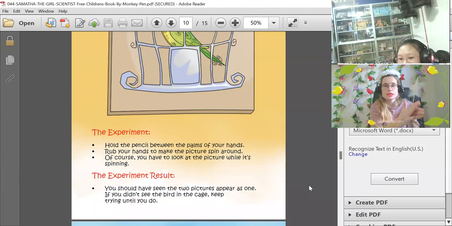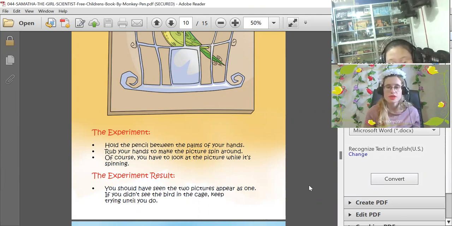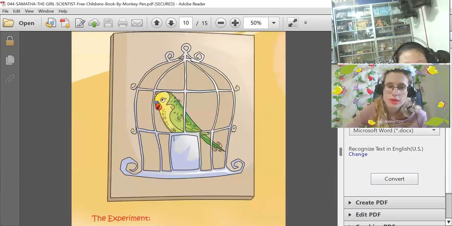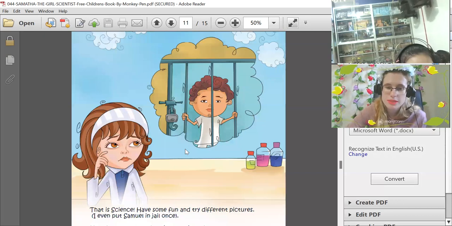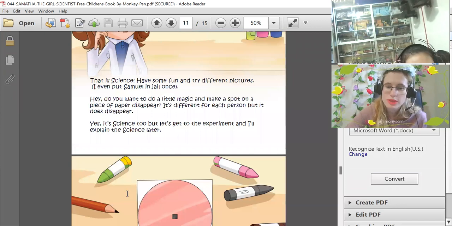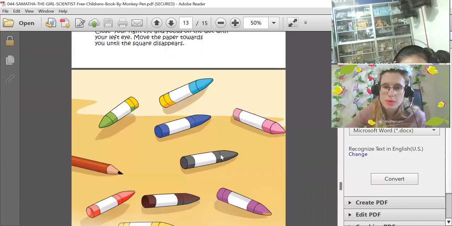Okay, so it spins. Of course, you have to look at the picture while it's spinning. The result is the experiment result. You should have seen the pictures appear as one. If you didn't see the bird in the cage, keep trying until you do. Yes, I see. I would love to try this experiment. We'll finish reading next time. We must remember we're on page 11.